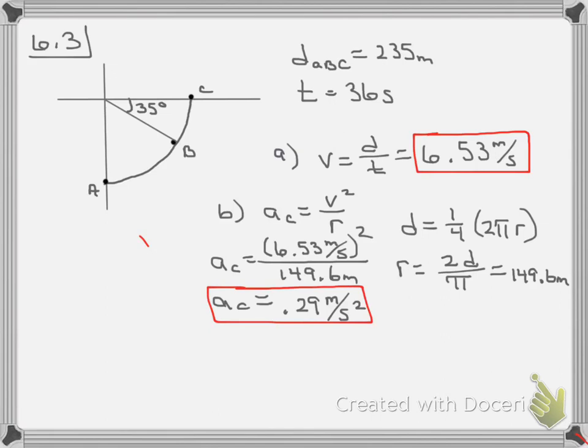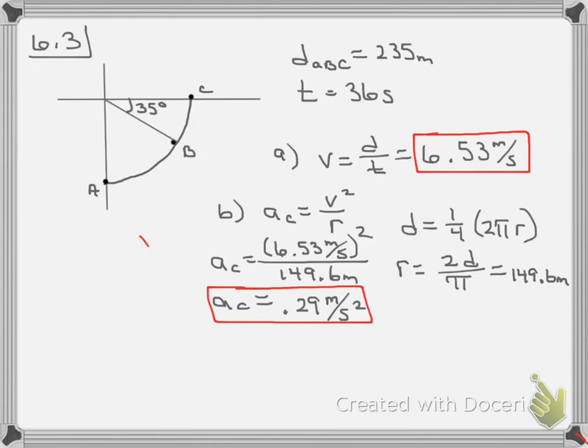The acceleration of the car is centripetal. And centripetal acceleration is v squared over r. We know what the v is. We know the speed. We just found it. But now we need the radius of the path.